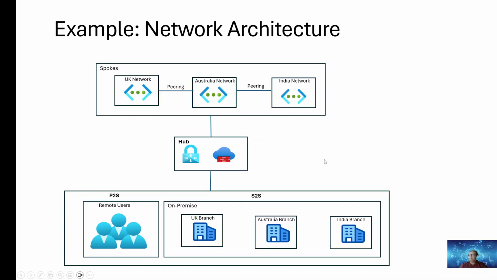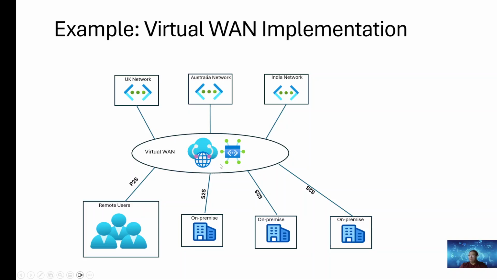Now, we will reimagine this architecture by implementing virtual WAN. If you implement virtual WAN here, you will have the networks as is. There will not be any explicit peering between these branches and networks, and you will have remote users connecting via point-to-site, and we will have the same branches site-to-site. But here there will be an implementation of virtual WAN.